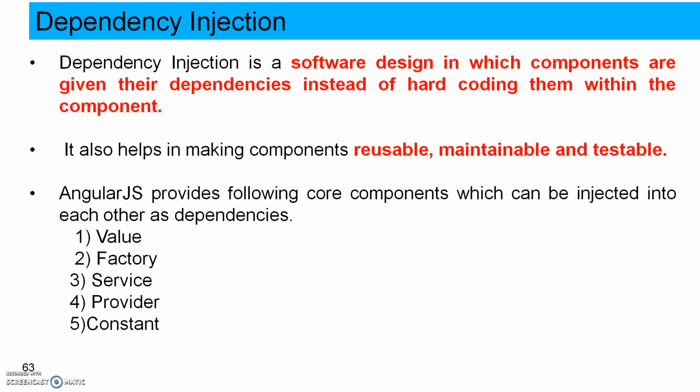One more concept in AngularJS is dependency injection. What is it? Dependency injection is a software design pattern in which components are given their dependencies instead of hard coding them within the component. So these components can be reusable, maintainable, and testable. AngularJS provides the following core components which can be injected into each other as dependencies: value, factory, service, provider, and constant. We will check in the next session how to use this dependency injection.